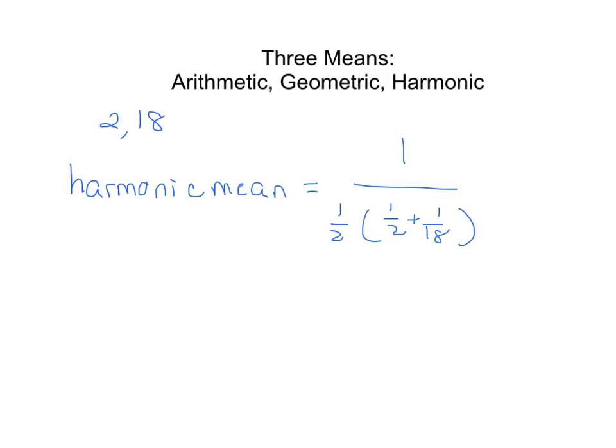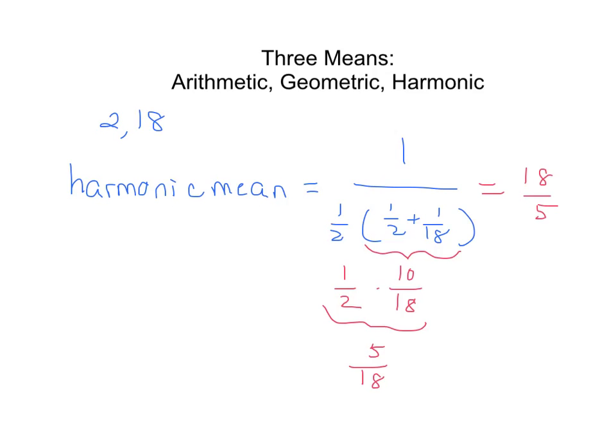First of all, notice that these two fractions we can add up. This is 9 over 18, this is 1 over 18, so together they are 10 over 18. And then we have to multiply by a half, and when we multiply those two together, we get 5 over 18. And then finally, we have to take the reciprocal of that, and our final result is 18 over 5.